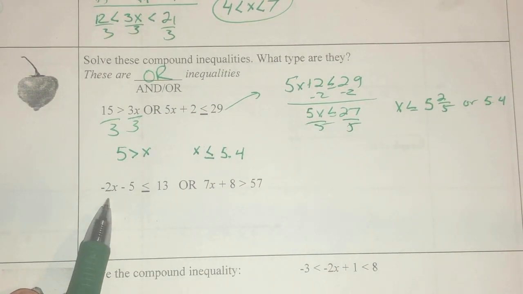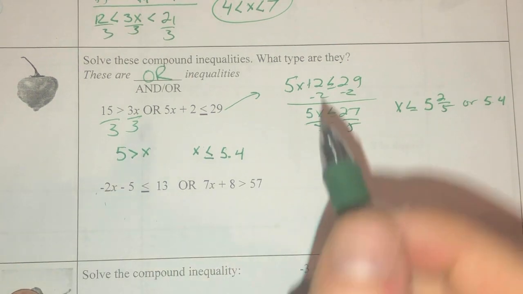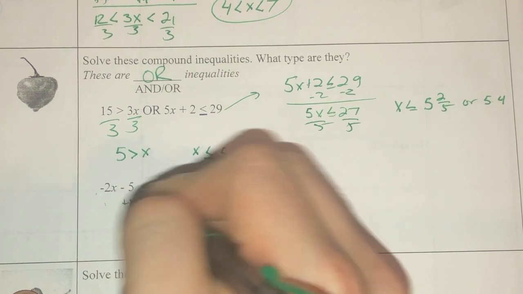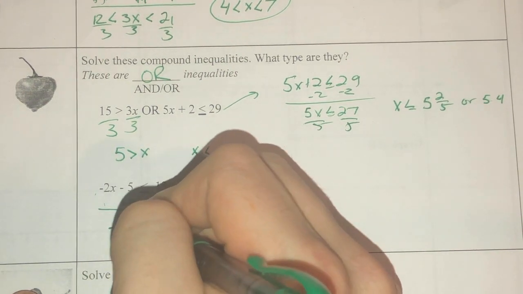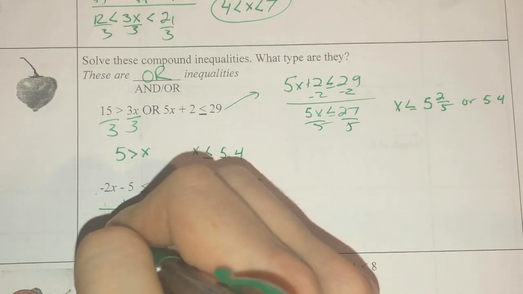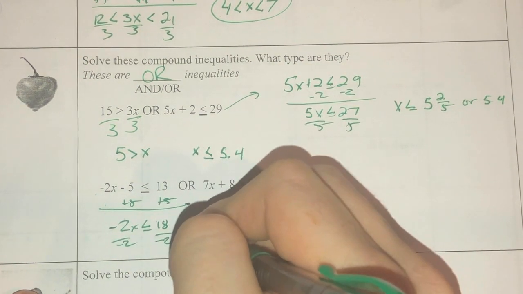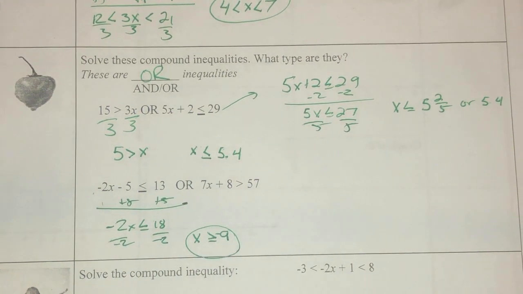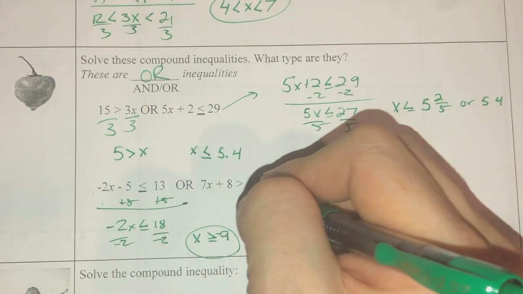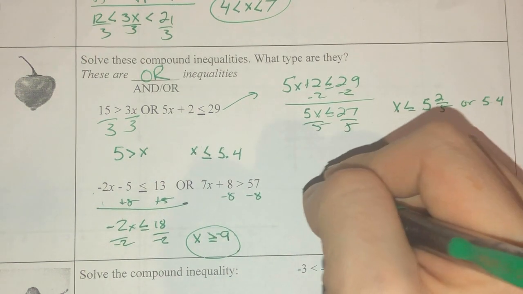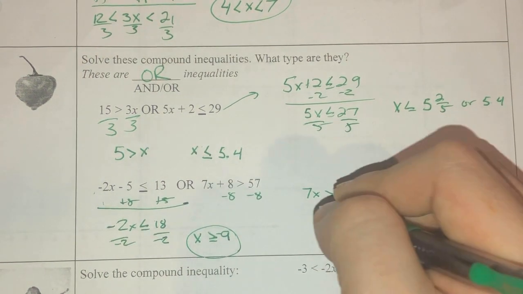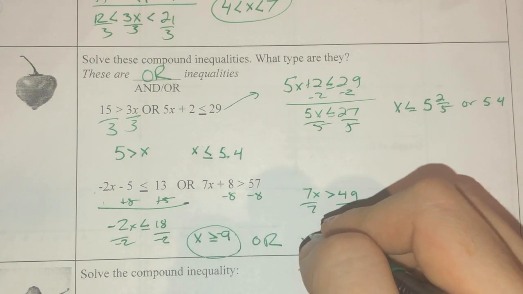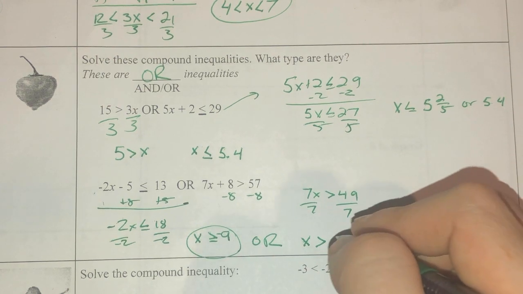Let's take a look. Okay, so this one's going to require some flipping, but that's going to actually be okay. All right, so here, first, add 5, I'd get -2x is less than or equal to 18. Divide by -2, divide by -2. I get x is greater than or equal to -9. Okay, over here, subtract 8, I get 7x is greater than 49. Divide by 7, divide by 7. I get x is greater than 7.